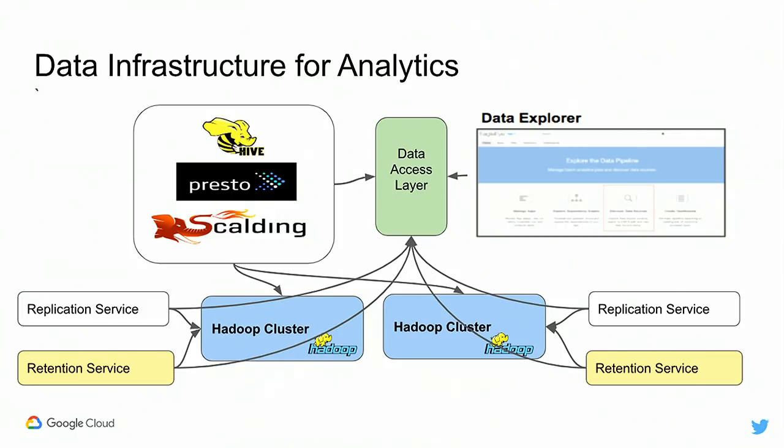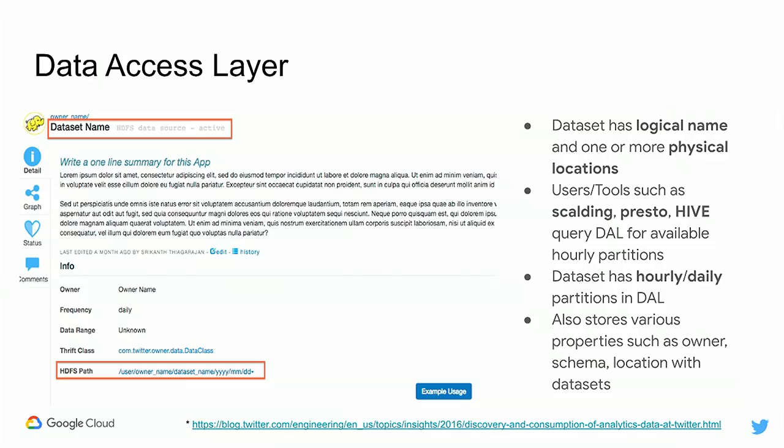We also have a front end for the DAL, which we call Eagle Eye, which gives a global overview of any particular data set at Twitter. A data set will have a logical name, and it will have multiple physical locations, which means that the same data set is available at multiple different clusters. We'll also have different properties associated with them, like schema, owner, what kind of data it has, like whether it has PII data or such. It also has information about whether this data set is hourly partitioned or daily partitioned and such.